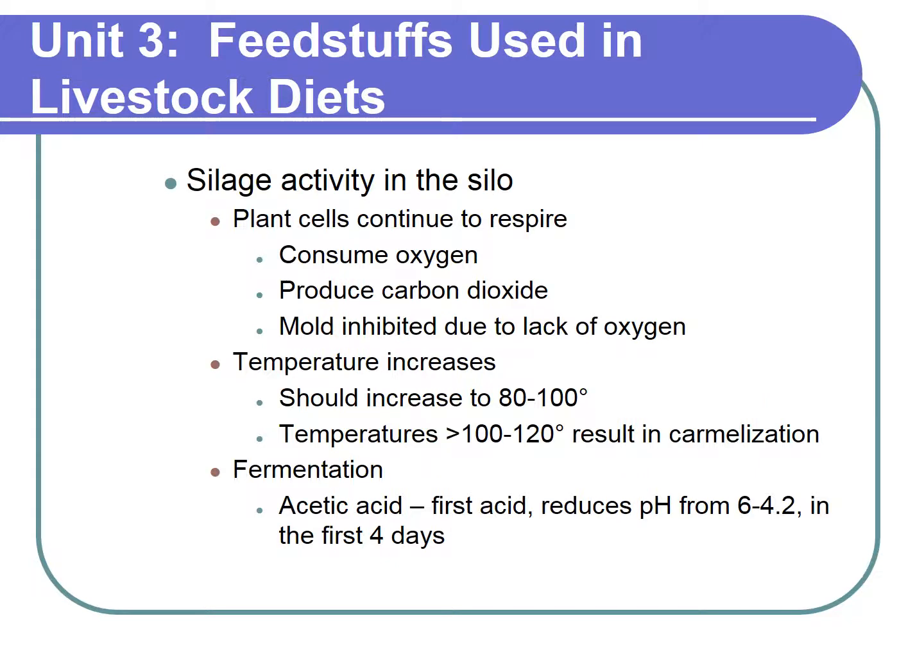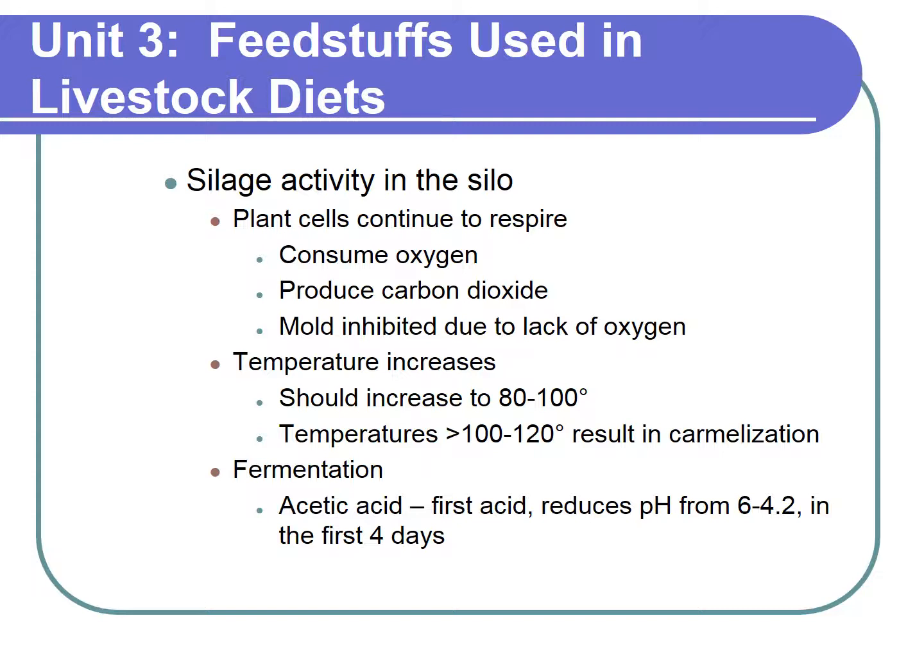In the silo, as you chop that corn silage, those plants continue to respire for a little while and consume what oxygen is left, making carbon dioxide. You don't get mold because there's no oxygen if you've done this properly. The temperature normally should do much like what we talked about just with hay. It should increase to 80 or 100 degrees in the first few days and then stabilize in that range.